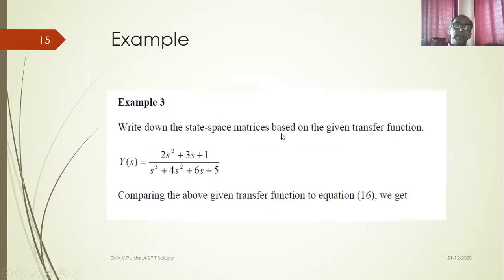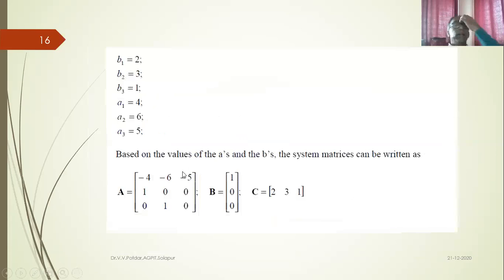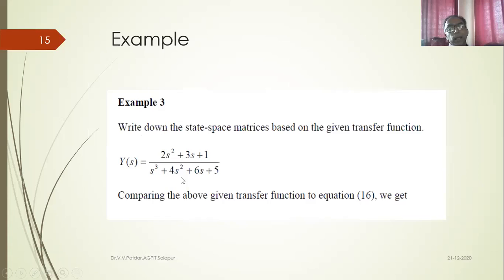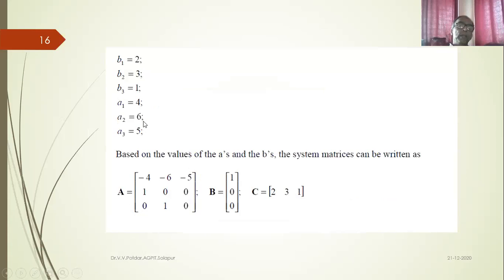Write down the state space matrices based on the given transfer function. Y(s) is equal to numerator 2s square plus 3s plus 1 over denominator s cube plus 4s square plus 6s plus 5. Comparing the given transfer function to equation number 16, identify what b1, b2, b3, a1, a2, a3 are: 2, 3, 1, 4, 6, 5.